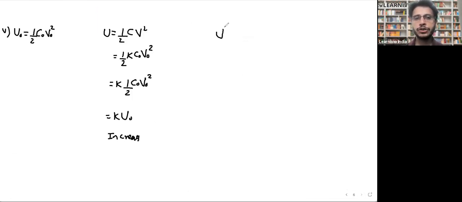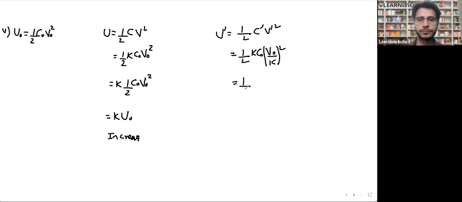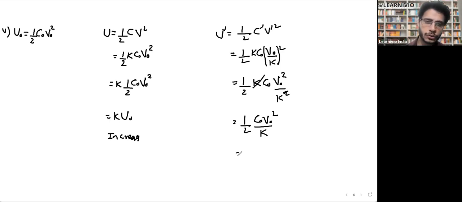If we talk about energy, U prime is half C prime V prime square. What is C prime? C prime is K C naught. What is V prime? It's V naught by K square. So it's half, K C naught, V naught square over K square. The square will cancel this K, and we are left with half C naught V naught square by K. Half C naught V naught square is U naught, so U naught by K. So energy also decreases.